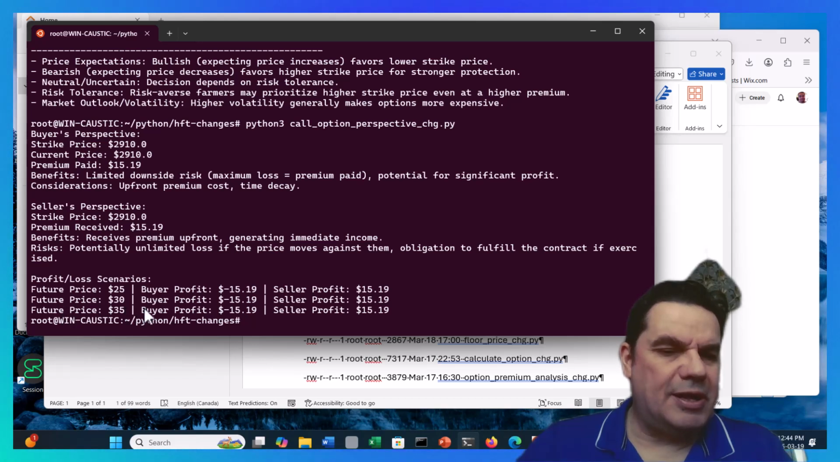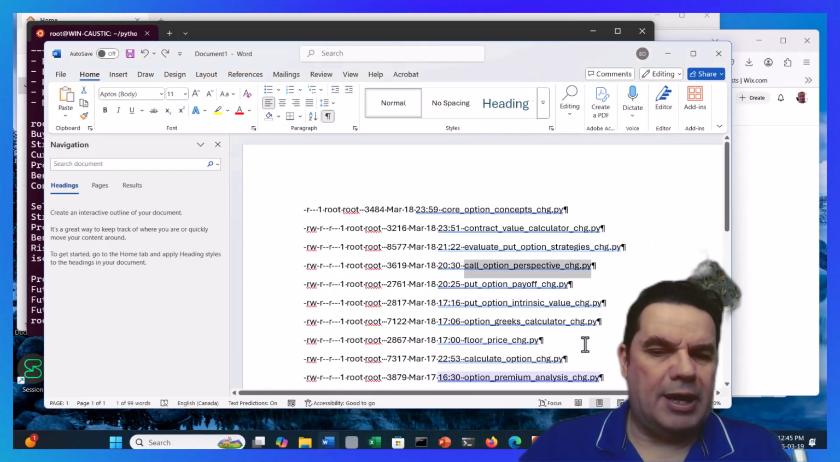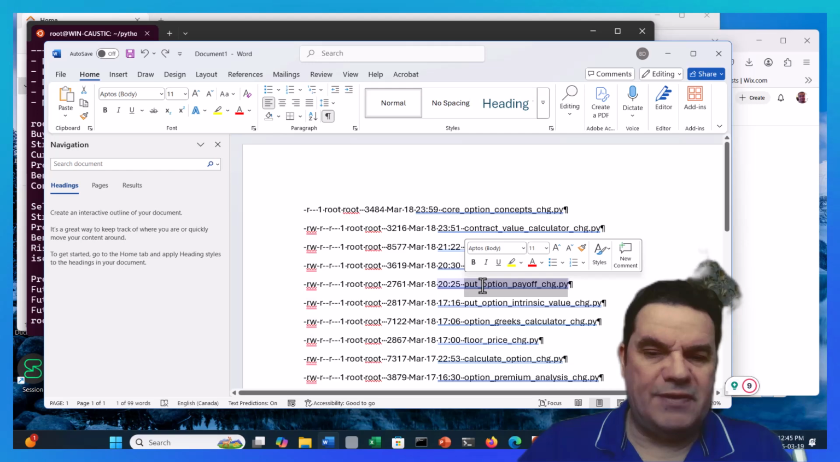So the future price at 30, and again, this is part of the scenario role playing that we can do with automation. Buyer profit at 15.19, seller profit at 15.19. Looks like it's all the same. But I put you through all of this to consider it when you get real data working, the programming logic. Then you see where I'm going with that. So let's see if this works.